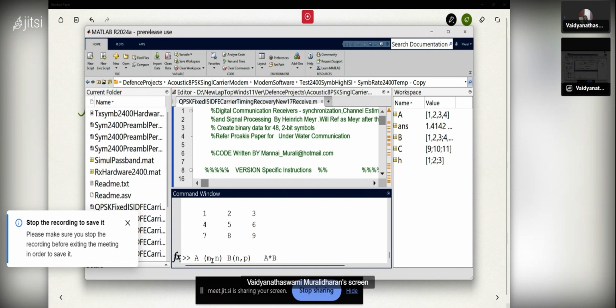If you want to multiply two matrices A and B, the number of columns in matrix A must be equal to the number of rows in matrix B. Otherwise, we cannot multiply. Here, the number of columns in matrix A is n and the number of rows in matrix B is n. So we can multiply. The product matrix A multiplied by B will have m rows and p columns. This is a normal matrix multiplication.